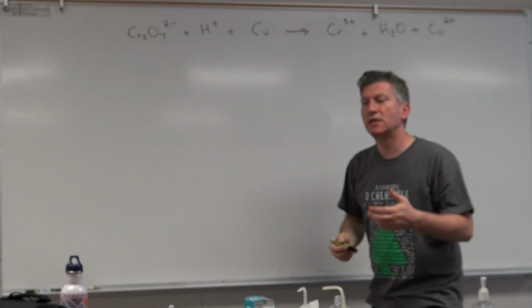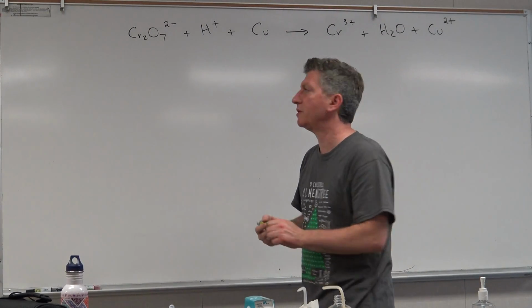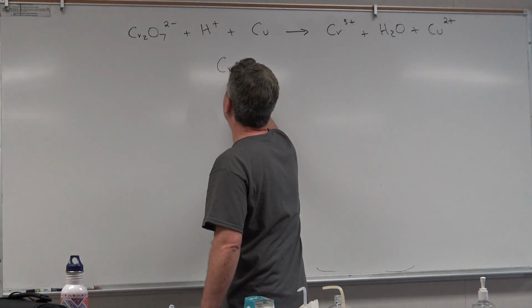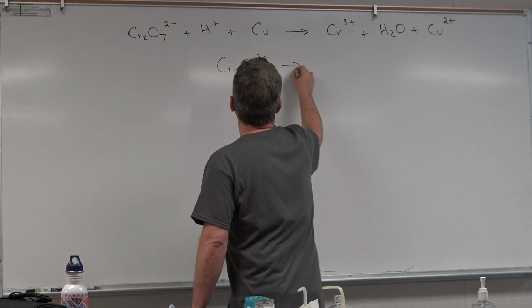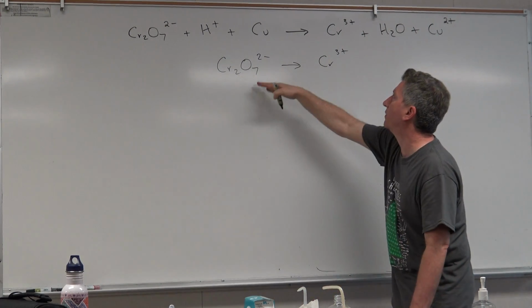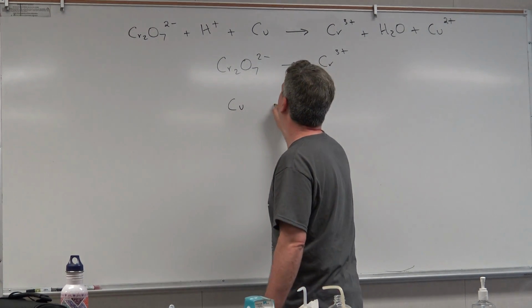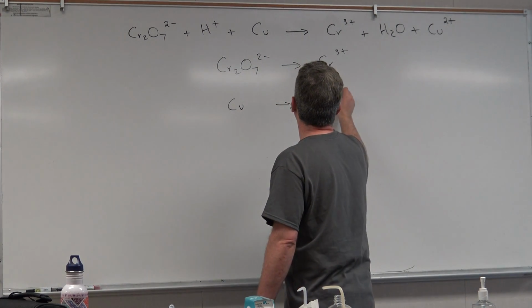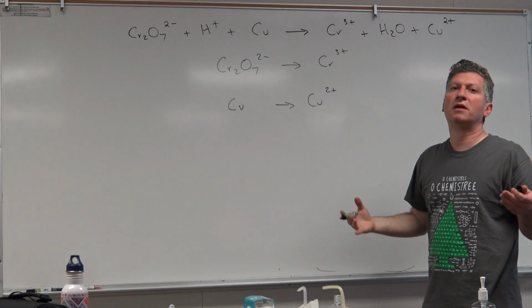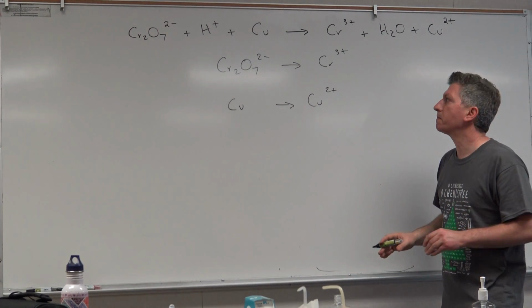So I need to break this up. The first rule says break it up into two half reactions. That makes sense. So by that, what I mean is dichromate should go with chromium. You shouldn't write dichromate going into copper. That doesn't make any sense. And then, of course, copper goes into copper 2 ion. And again, for now, hydrogen ion and water, don't worry about, ignore those.